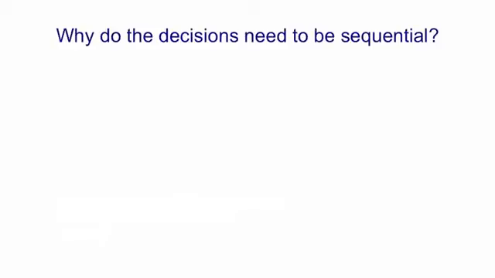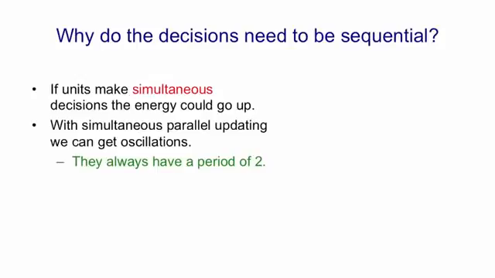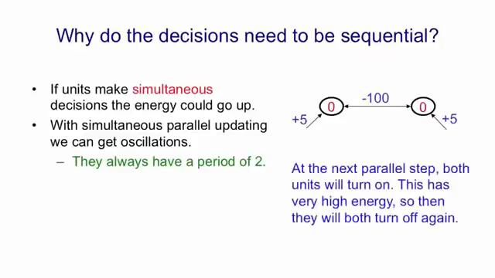So if you ask, why do the decisions need to be sequential in a Hopfield net? The problem is that if units make simultaneous decisions, they could each think they were reducing the energy, but actually the energy could go up. With simultaneous parallel updating, we can get oscillations, which always have a period of 2. So here's a little network where the units have biases of +5 and a weight between them of -100. So when both units are off, the next parallel step, if we update them both at the same time, will turn both units on, because they each think they can improve things via the bias term. But as soon as you do that, you get this -100, and so you've actually made things much worse. So then at the next parallel step, both units will turn off again.